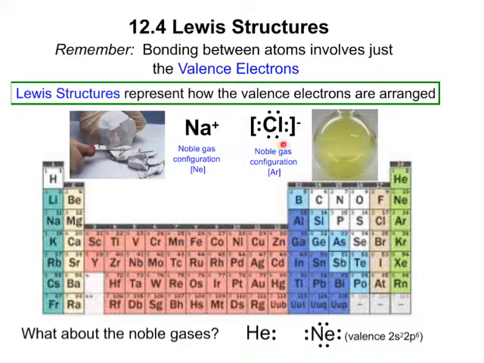This is actually how the chlorine atom looks when we represent it in a Lewis structure. Each of these little dots represents an electron. We can see there that chlorine has a full octet with 8 electrons around it. So what about the noble gases here? We can see that helium has 2 valence electrons, 1, 2. Neon has its full octet. These are the valence electrons in the electron configuration, and those are what the noble gases look like when we write their Lewis structures.